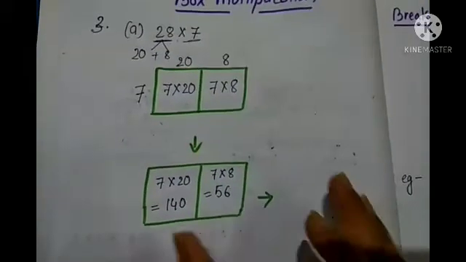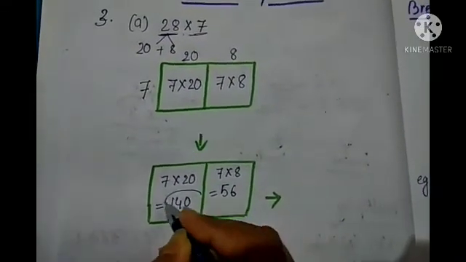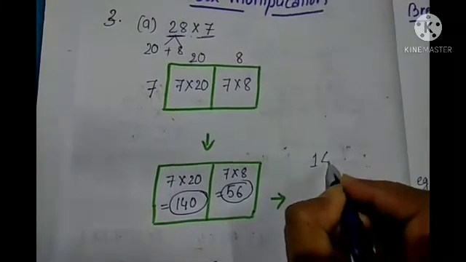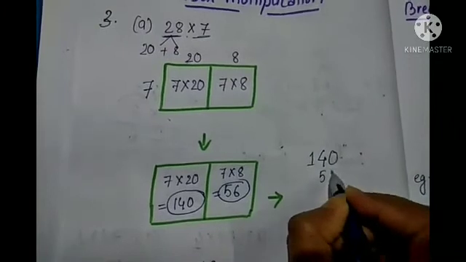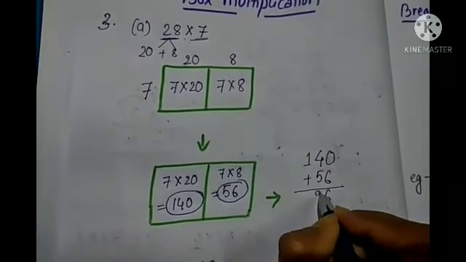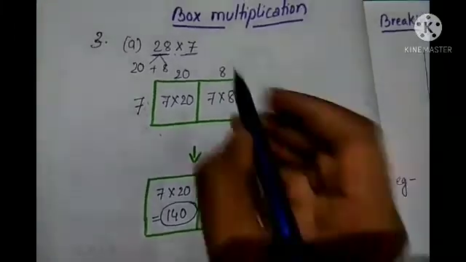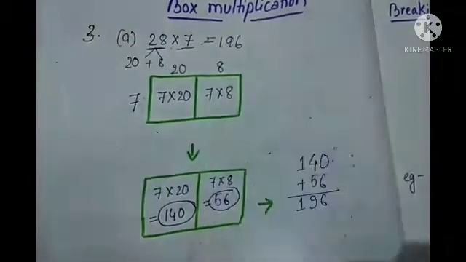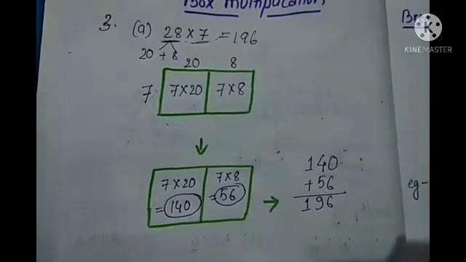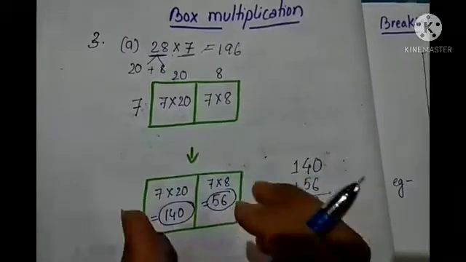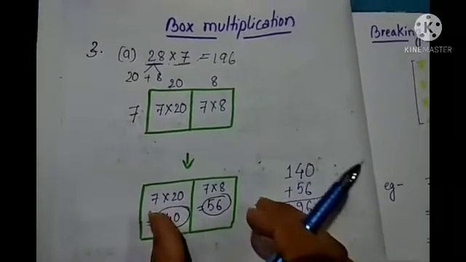So this is it, done. Now the numbers you get, those you have to just add. So here 140 and 56, just add them. 6, 5, 4 will be 9 and 1. So the answer for this one will be 196. Got it, students? Easy or not? Yes. So in this way you can do box multiplication.